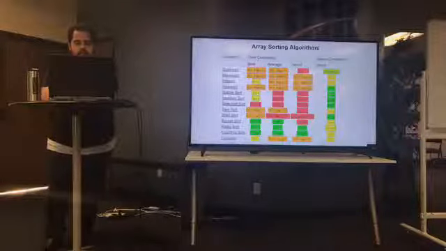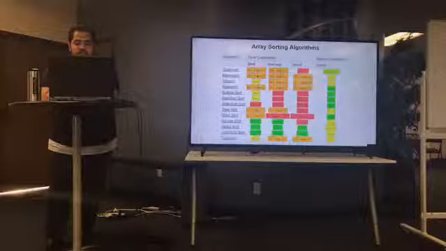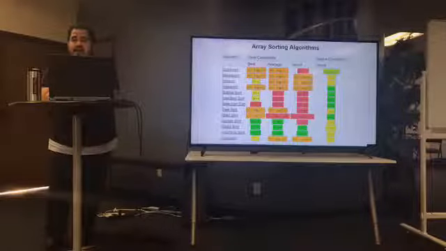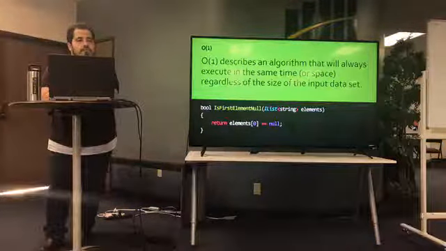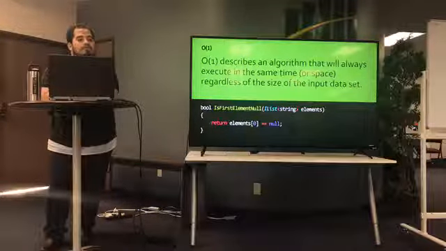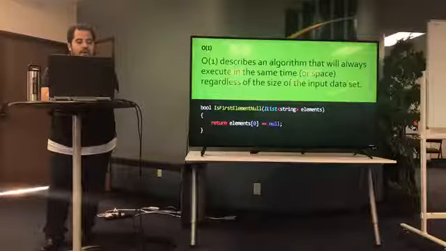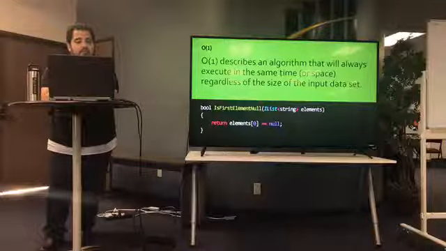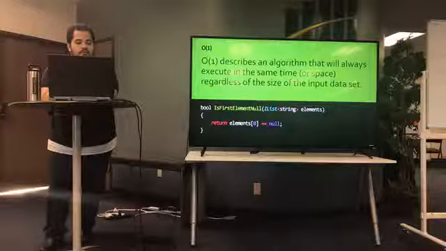You're right. I also dropped this one in here, array sorting algorithms. I thought it would be useful for you guys to take a look at when you get a chance. Again, this is not in the book. Are there examples of these algorithms anywhere? Yeah, we're going to cover a few of them. For example, O(1) describes an algorithm that will always execute in the same time or space, regardless of the size of the input data set. And we do have examples on these slides.